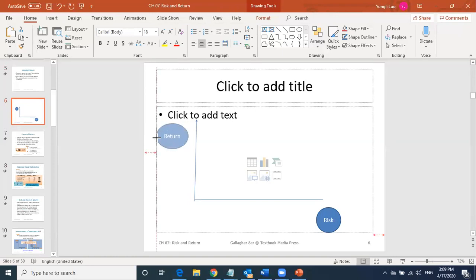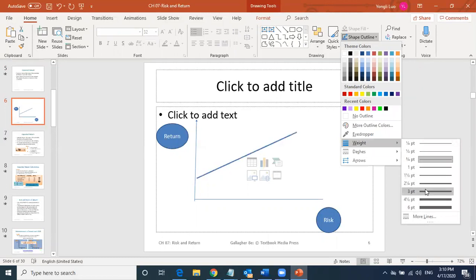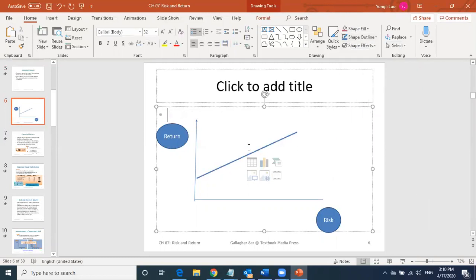There is going to be a relationship between the return and the risk. So what is the relationship? It is going to be a positive relation. The higher the risk, the higher the return. That's the relation between the risk and return. So we have a higher risk and a higher return.